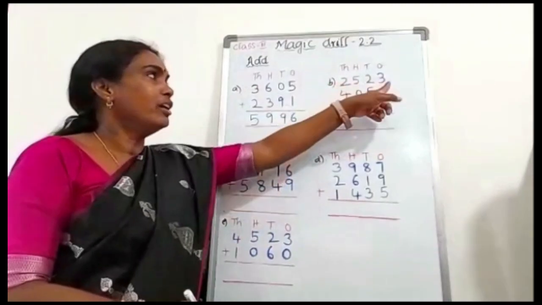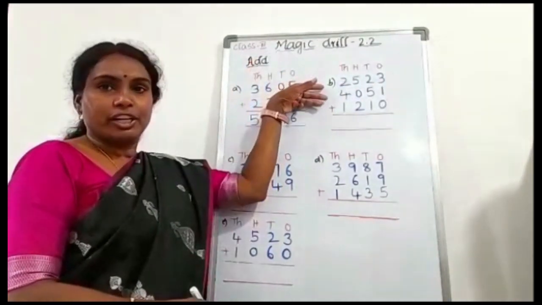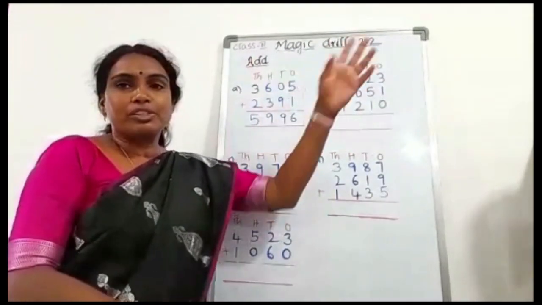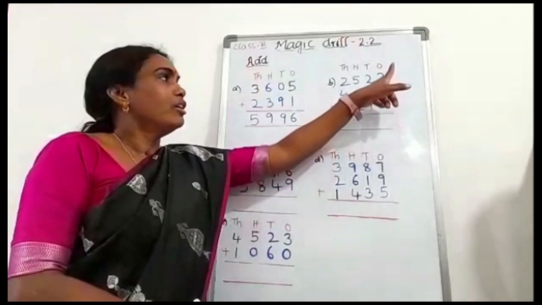Now here in the second problem, they have given 3 addends. Okay. Now first we add the ones column. In the ones column there are 3 ones, 1 one and 0.